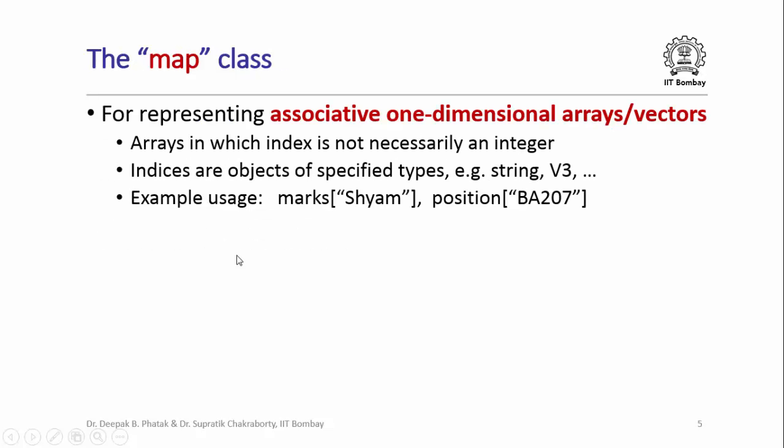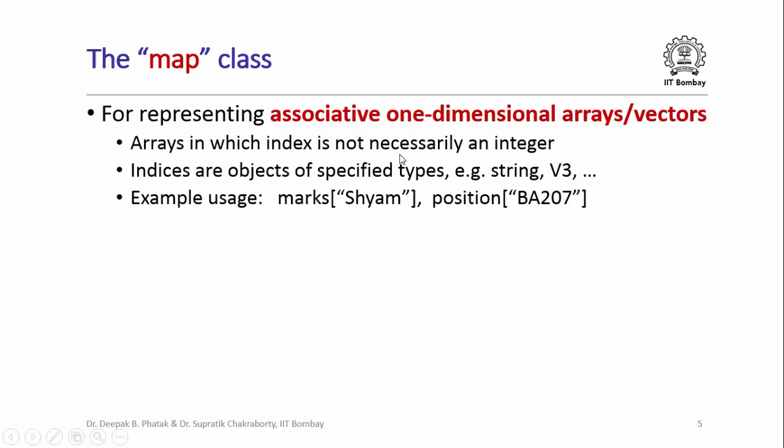Now, the map class, as it comes in the C++ standard library, is actually used for representing what are called associative one-dimensional arrays or vectors. So what are associative arrays? These are basically arrays in which the index is not necessarily an integer, but it could be an object of a specified type. For example, I could use a string as an index into an associative array, or I could use a three-dimensional vector, which is an object of the class v3 that we have already studied, as an index into another associative array.